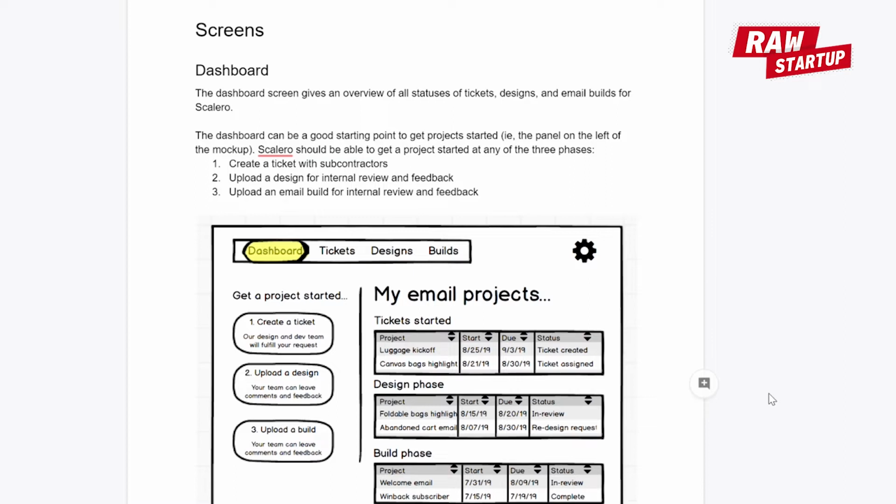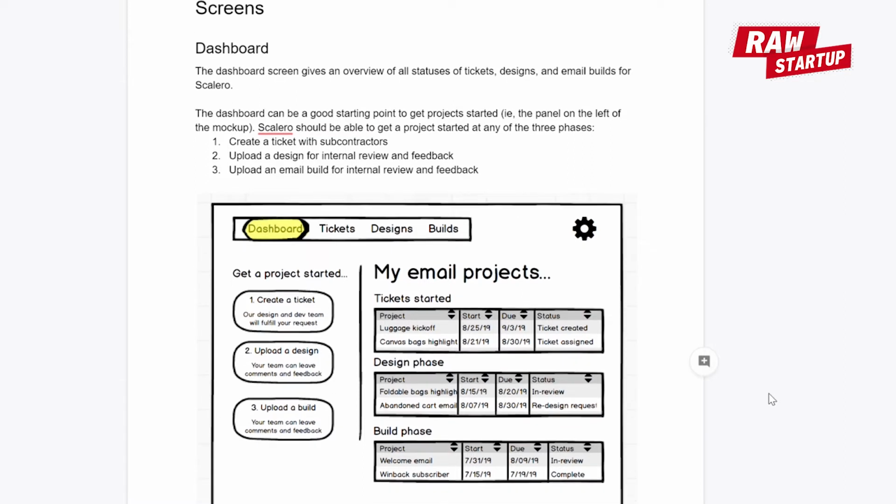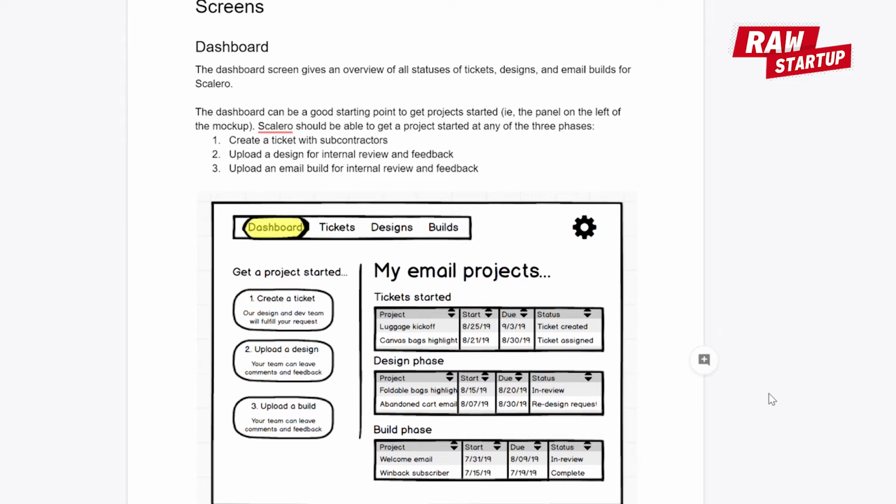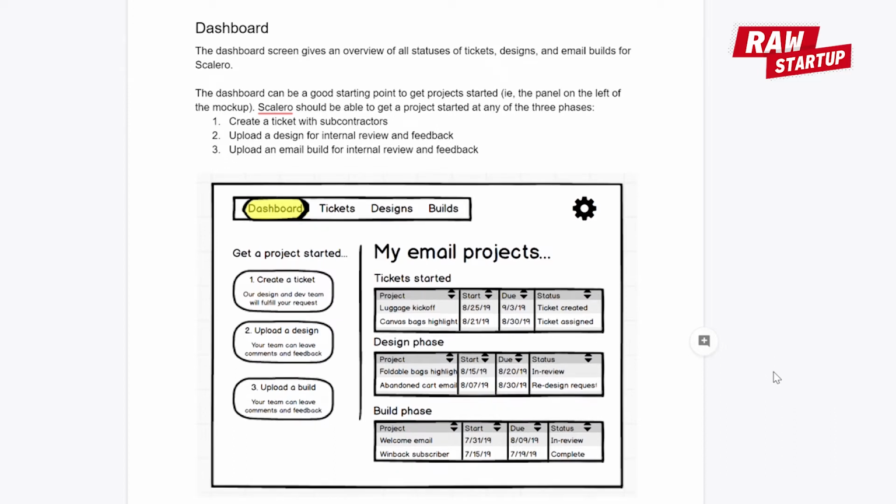It functions in two ways. One, you can get a project started. If I'm a subcontractor, I can create a ticket. I can upload a design. I can upload an email build. And then on the flip side, we'll also have an overview of all of our outstanding email projects, whether it's early in inception and it's just a ticket, whether it's kind of midway through and it's a design, or when it's at the final stage and it's a full-on email build. So it provides an overview here. And it also gives our subcontractors kind of a launching off point to do various tasks in our tool.